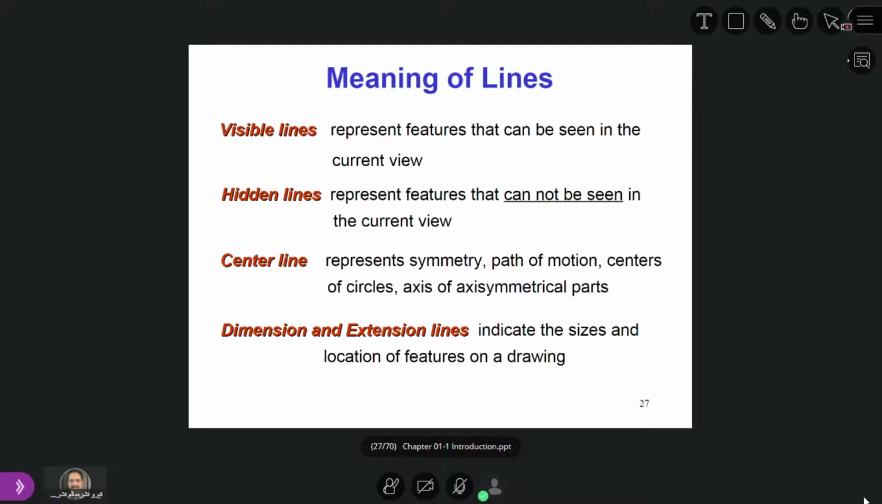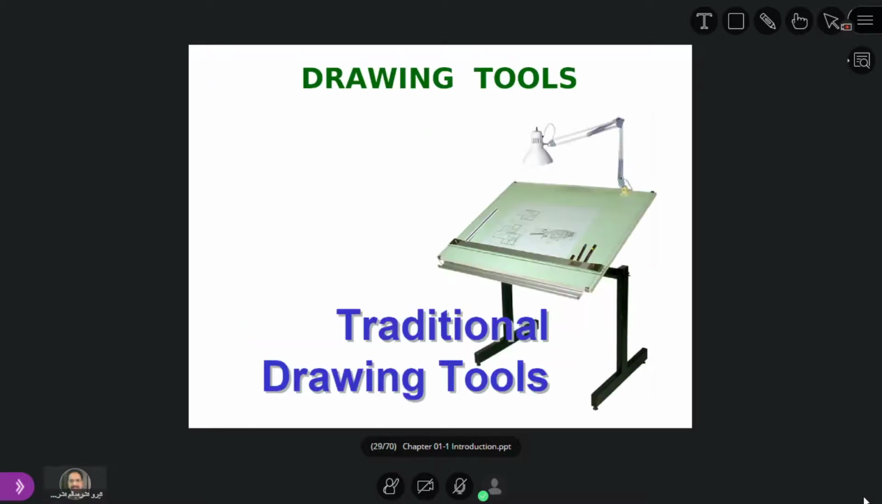So the meaning of the lines: visible lines represent the features or the edges, the surfaces, a circular feature. So this is generally about the features. The hidden lines are the features which cannot be seen. The center line is the symmetry, path of motion, centers, circles, axis of symmetrical parts. And dimension and extension lines indicate the sizes and locations of features of a drawing. So those are the meanings of lines.